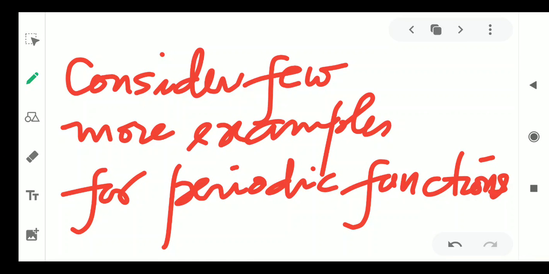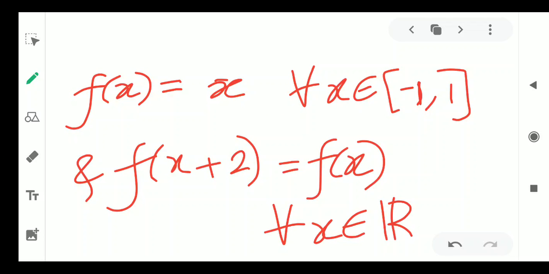So here is the first function, which is a periodic function of period 2. T is equal to 2 here. How is it defined? f(x) is equal to x for all x in (-1, 1). For those values in this interval, we have defined f(x) as x. For example, f(-1) is -1, f(0) is 0, f(1) is 1, f(1/2) is 1/2, like that.